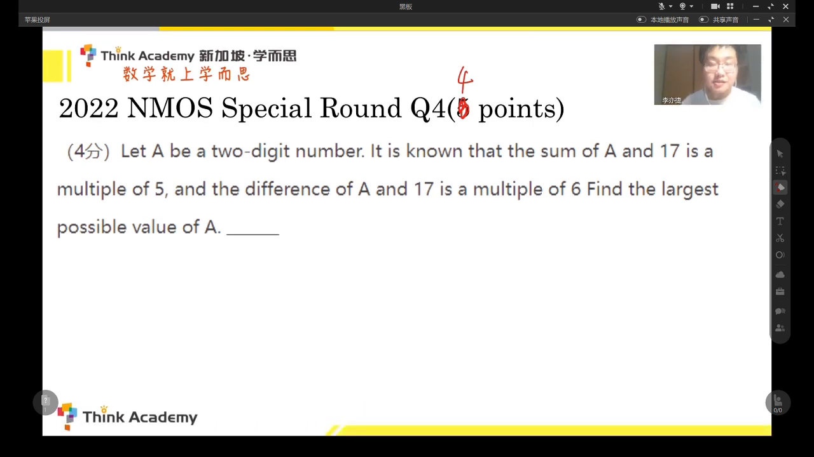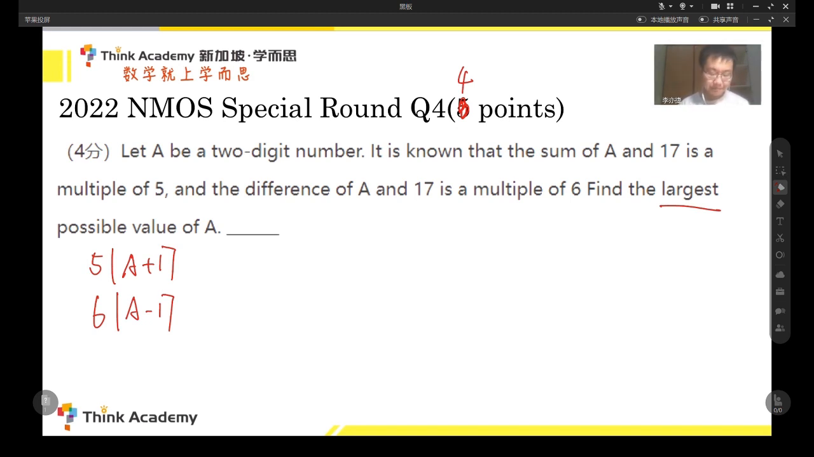So it says that A is a 2-digit number and A plus 17 is a multiple of 5, and the difference of A and 17 is a multiple of 6. Note that we do not know if it is 17 minus A or A minus 17, but we see that we need to find the largest possible value of A. So to make A the largest number, we should make A larger than 17, right? So there is A minus 17, which is a multiple of 6.